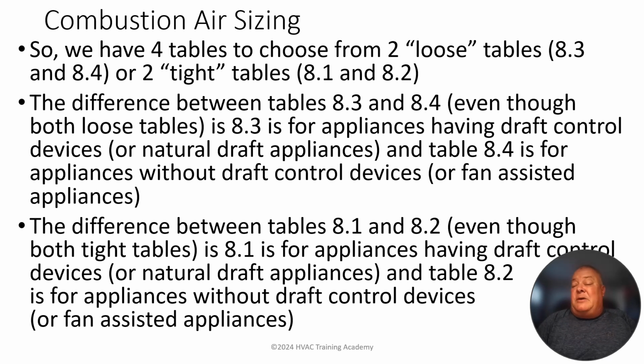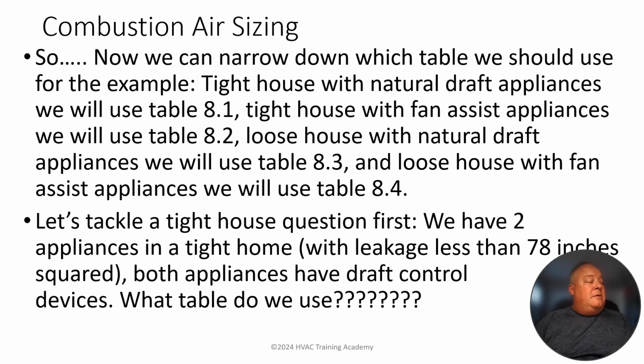The difference between tables 8.1 and 8.2, even though they're both tight tables: 8.1 is for appliances that have draft control devices, or natural draft. Table 8.2 is for appliances without draft control devices, or fan-assist appliances. So now we can narrow down which table we should use. For example, if we had a tight house with natural draft appliances, we're going to use table 8.1. A tight house with fan-assist appliances, table 8.2. A loose house with natural draft appliances, we use table 8.3. And a loose house with fan-assist appliances, we will use table 8.4.